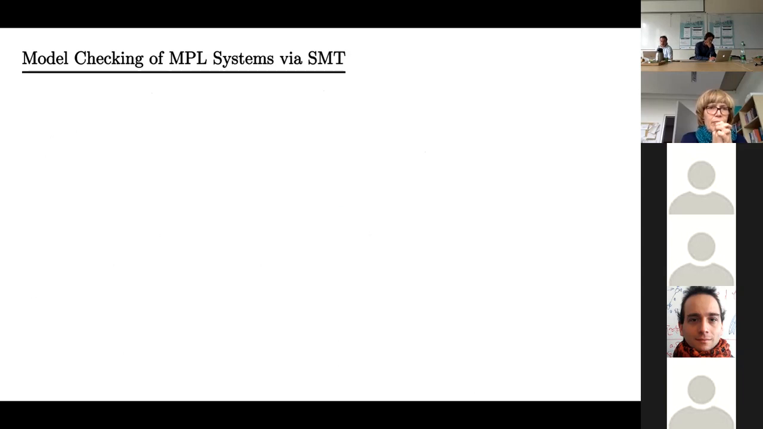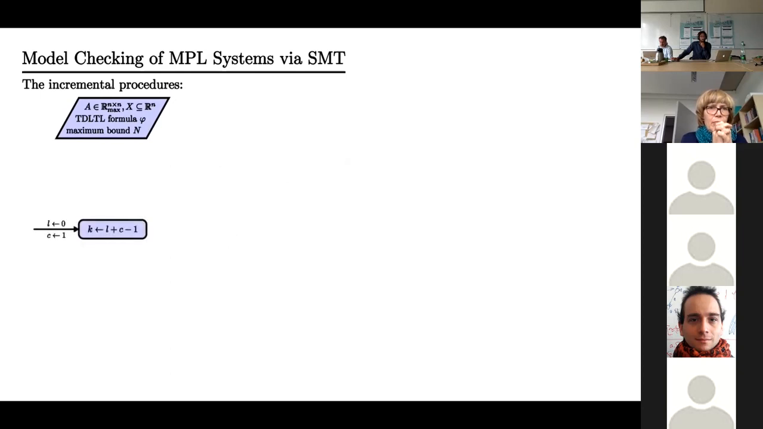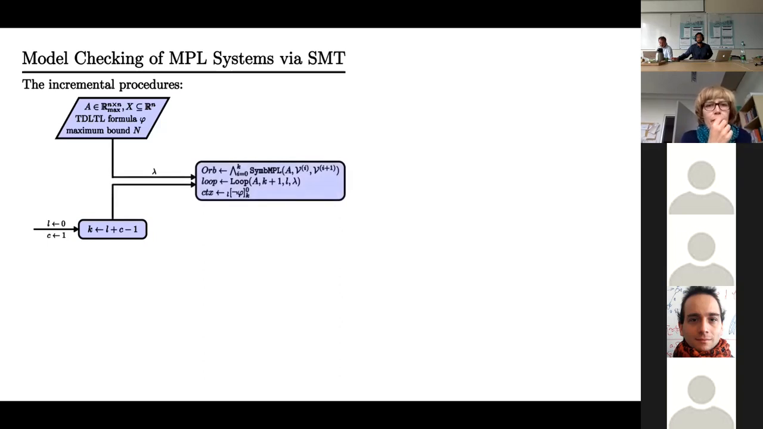Now I will explain two types of procedure that we have developed. The first one is incremental procedure. For the inputs, we have an MPL system characterized by matrix A, a set of initial condition X, a TD-LTL formula phi, and a positive integer n. On the other side, we set the value of transient and cyclicity to the smallest possible, 0 and 1 respectively. Then we set L plus C minus 1 as the length of lasso. From these values and together with the eigenvalue of the matrix, we generate the formula that represents the orbit of MPL system up to bound K, the counterexample of phi over KL lasso, and a looping constraint.